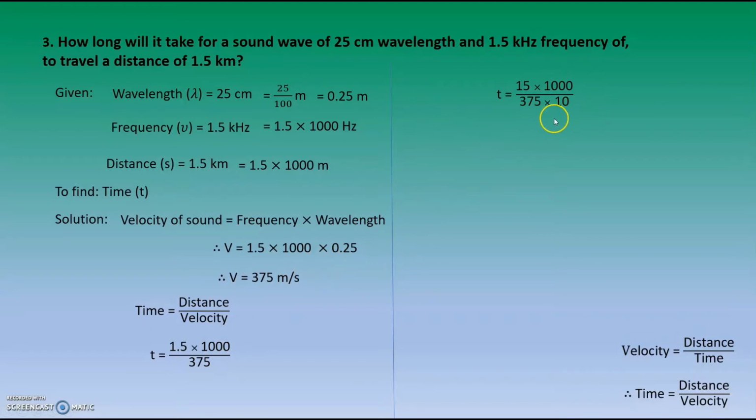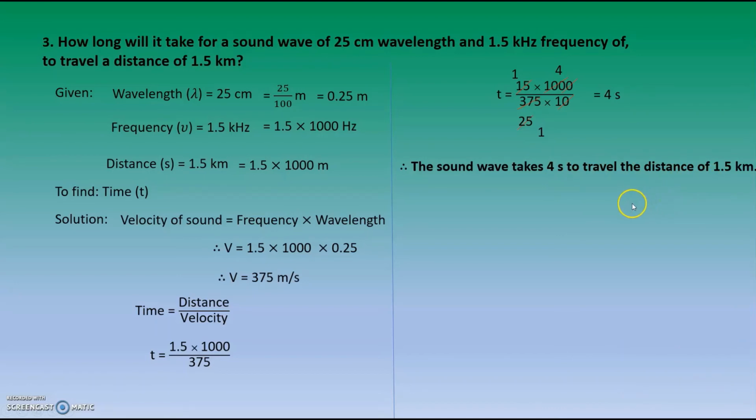So let's reduce this. You know we'll cancel the zeros of the last digits. Now 15 and 375 are divisible by 15. So let's reduce it. 15 ones are 15, 15 into 25. Now this 25 and 100 can be reduced. So 25 ones are 25 and 25 fours are 100. So we get t is equal to 4 seconds. Therefore, the sound wave takes 4 seconds to travel the distance of 1.5 kilometers.